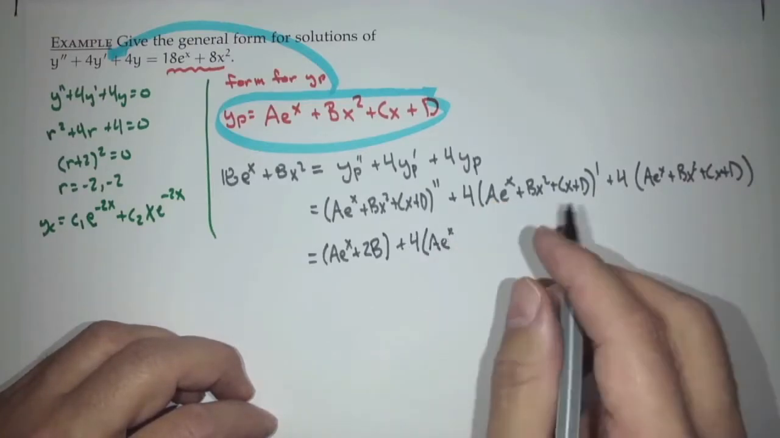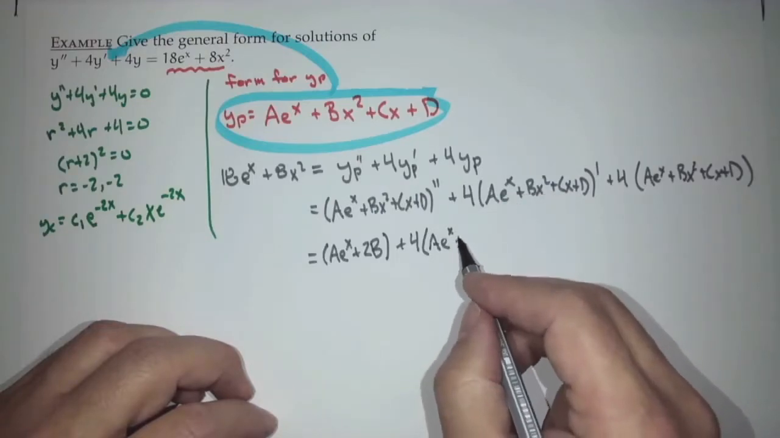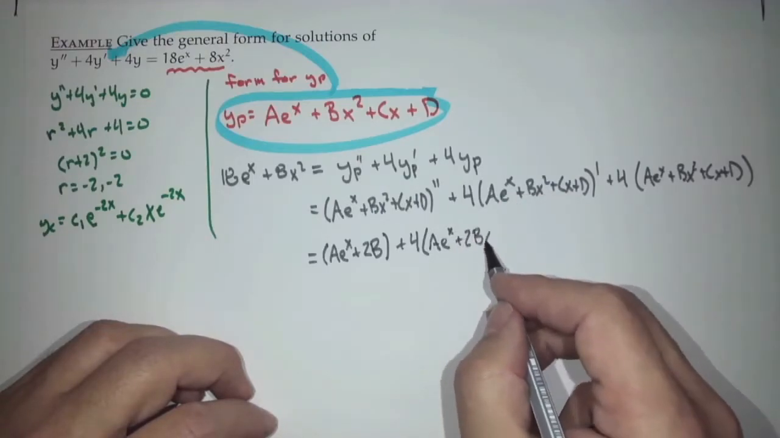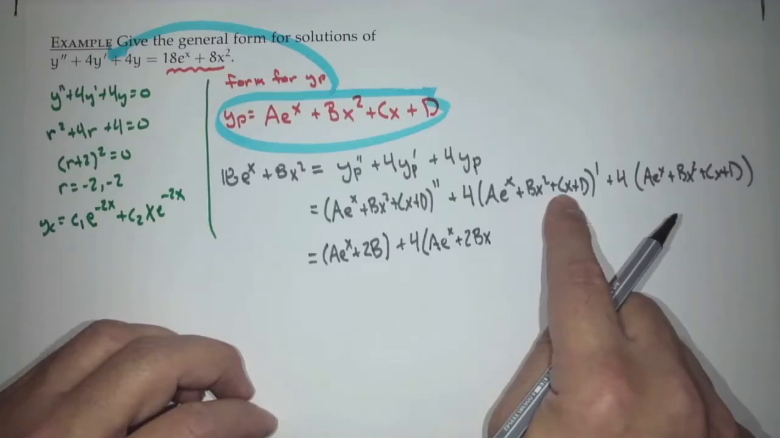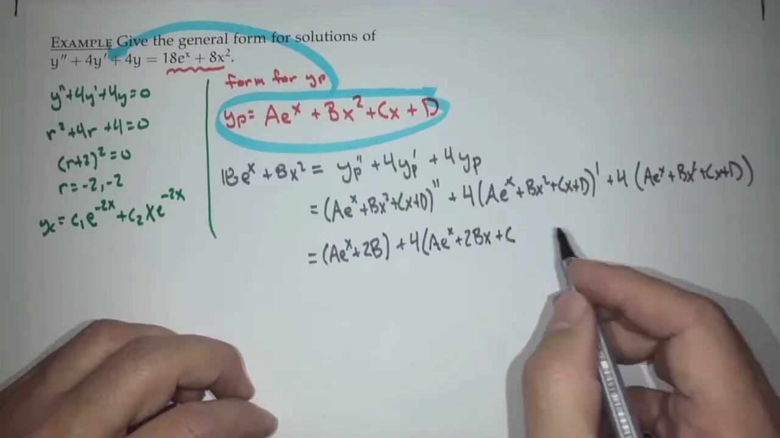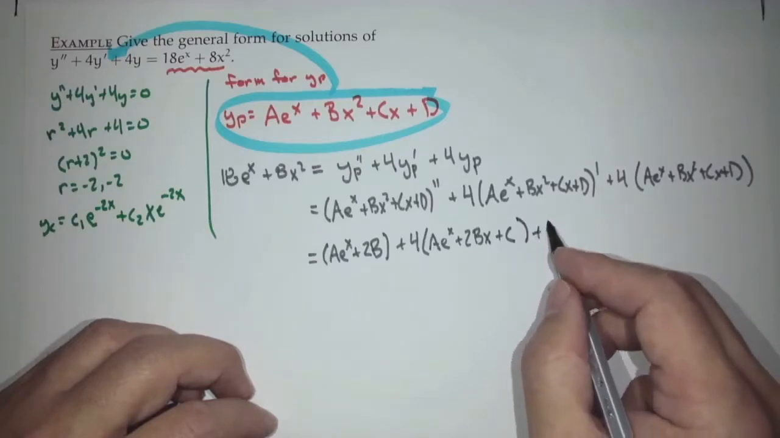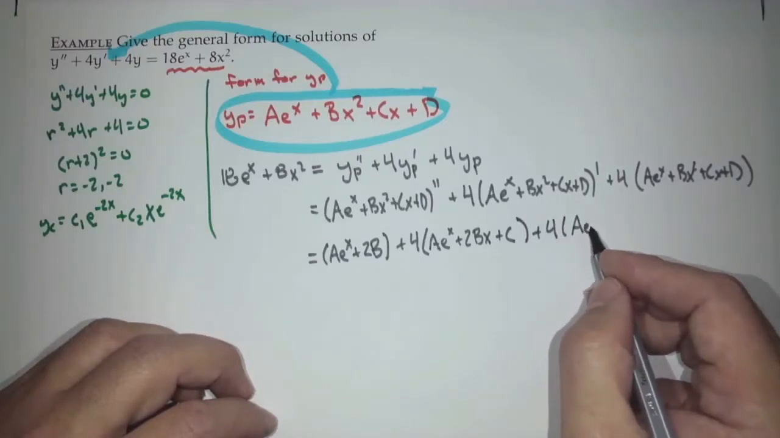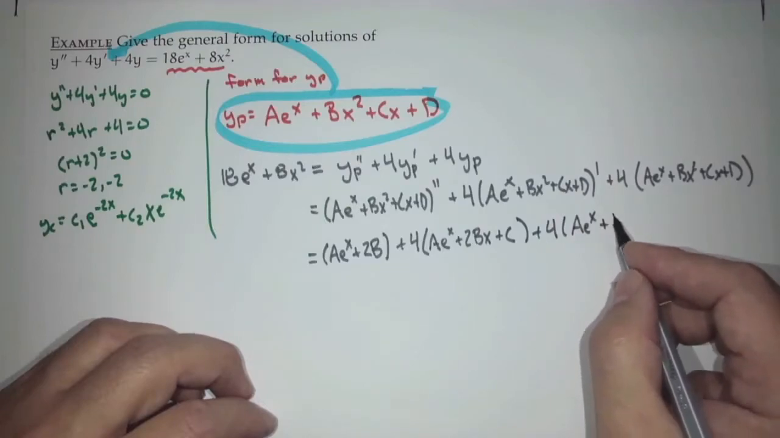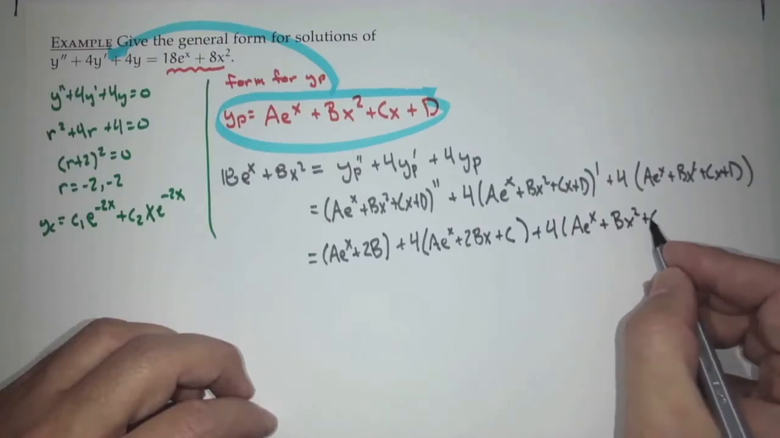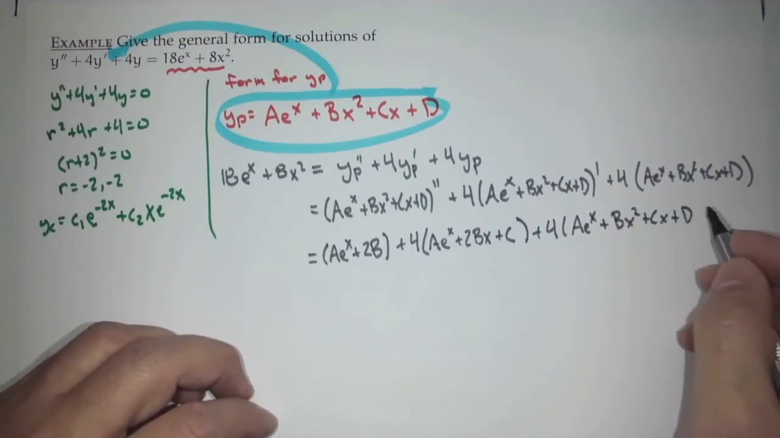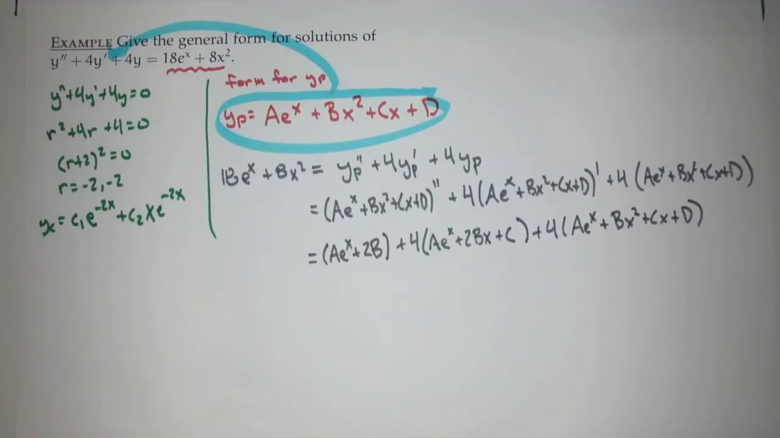Plus 4 times the first derivative of a e to the x: a e to the x. First derivative of bx squared: 2bx. First derivative of c times x: c. First derivative of d? 0, it's a constant. And then the next part is just copying, because they're not doing any derivatives. It's just the function again: a e to the x plus bx squared plus cx plus d. So this is us plugging in y sub p into the left-hand side and taking our derivatives.